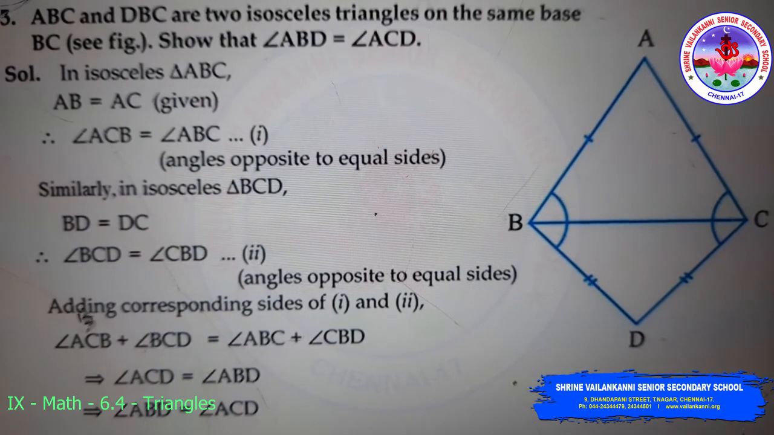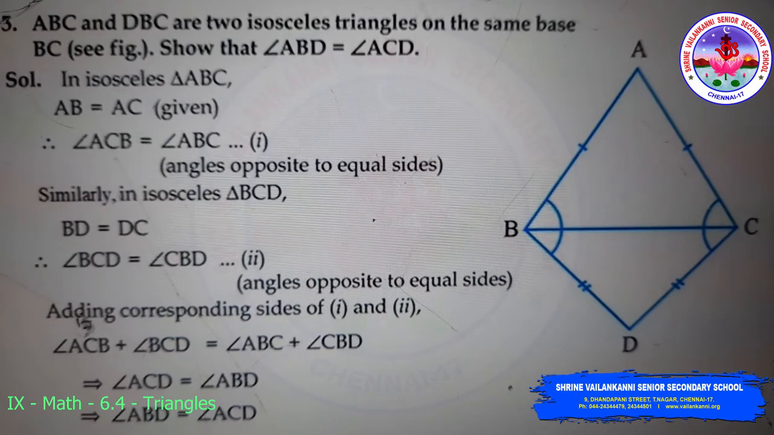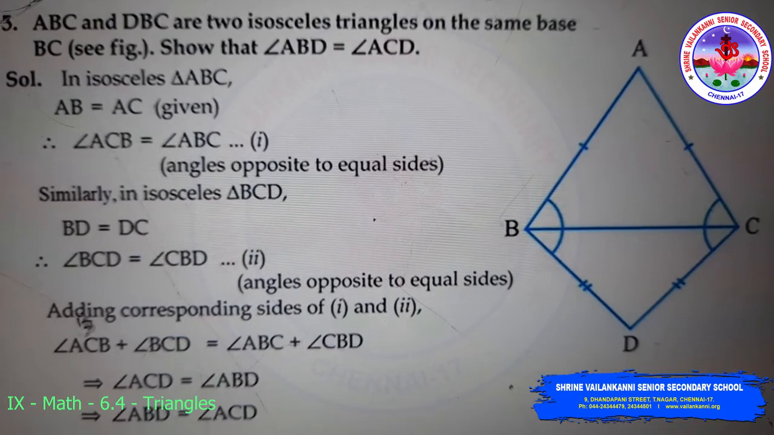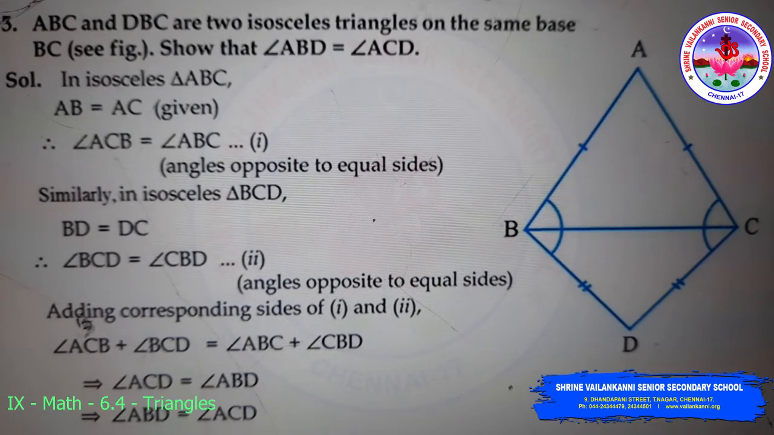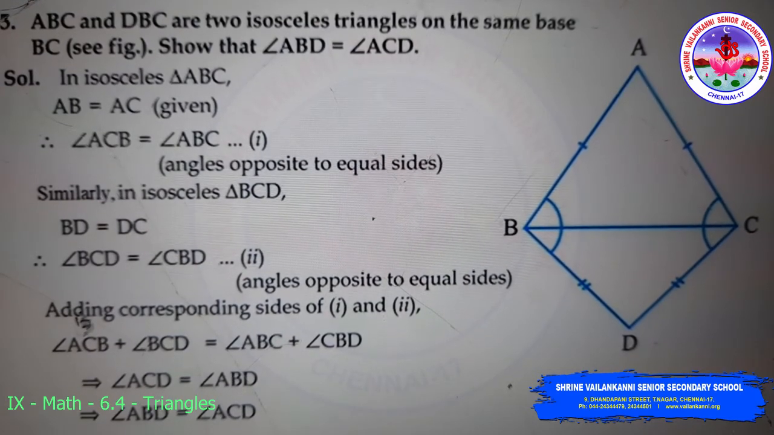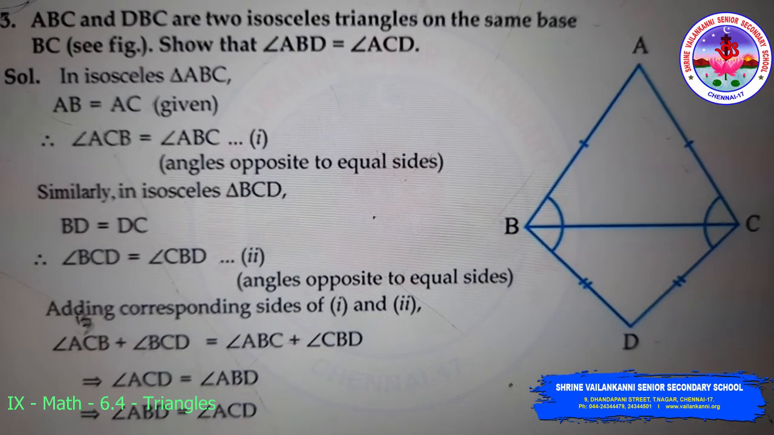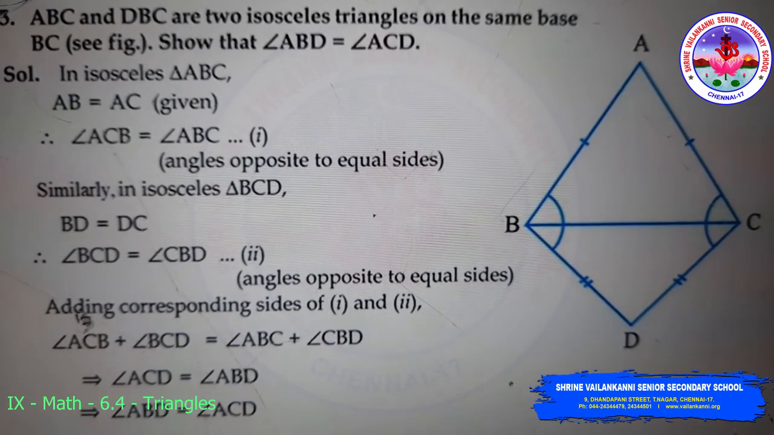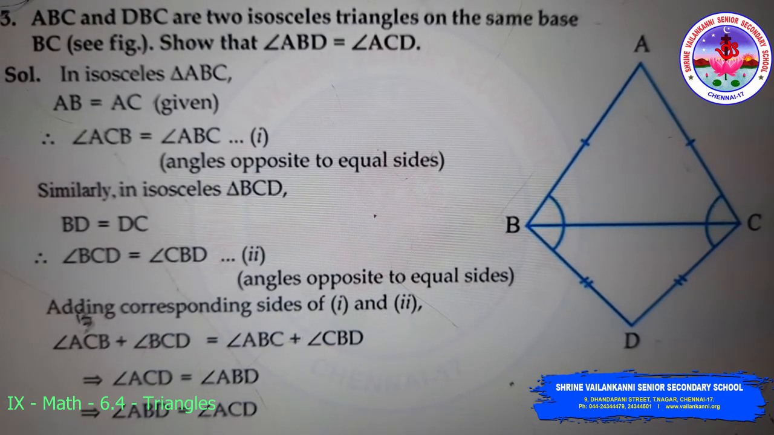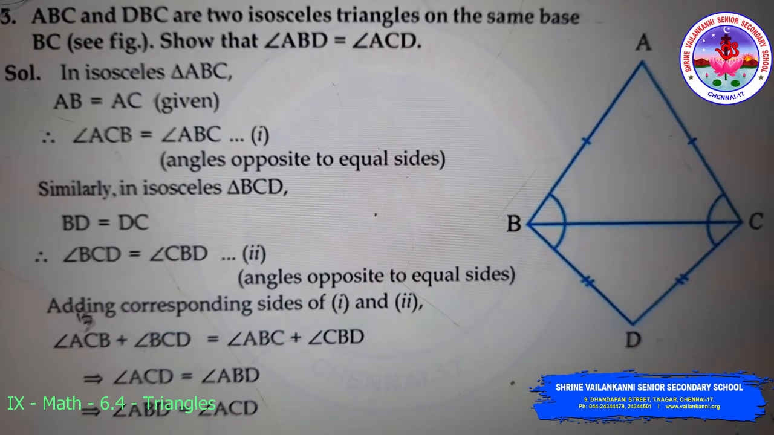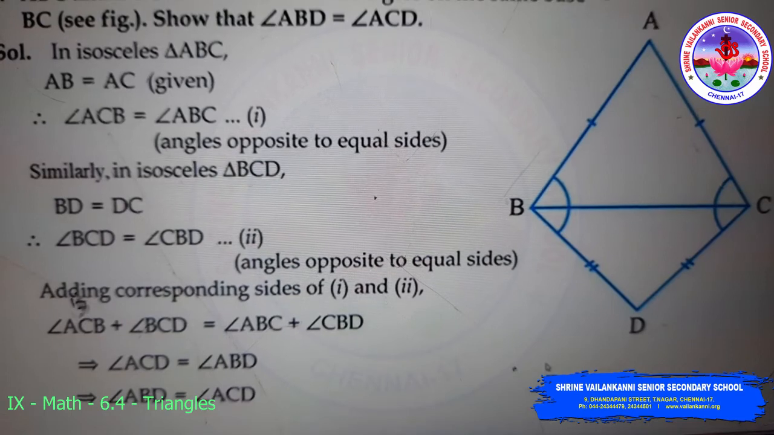Similarly, taking triangle BDC, the same case, I am taking BD is equal to DC, where the angles opposite to BD and DC are angle BCD and angle CBD. So I am calling this equation 2, and the earlier angle ACB is equal to angle ABC as equation 1. Now I am going to add equations 1 and 2. I will be getting angle ACB plus angle BCD on the left hand side, which is equal to, adding on the right hand side, angle ABC plus angle CBD. I proved that angle ABD is equal to angle ACD.